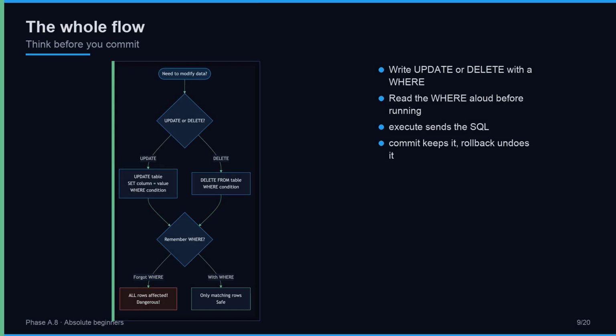Walk through the whole flow in your head. You write update or delete. You add a where clause that picks specific rows. You read the where aloud and ask, which rows will match. Then you call execute to send the SQL. Then you commit to make it permanent. If anything looks wrong, you can roll back instead of committing, and the change disappears. The safety net is real, but only if you remember to use it.